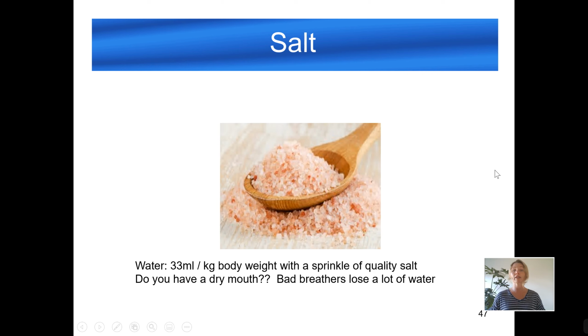So if you're feeling that you're drinking a lot of water, but you're just weeing it all out and you're still feeling very dehydrated, sometimes that's because of a salt imbalance. So just a tiny sprinkling of salt in the water may help that.